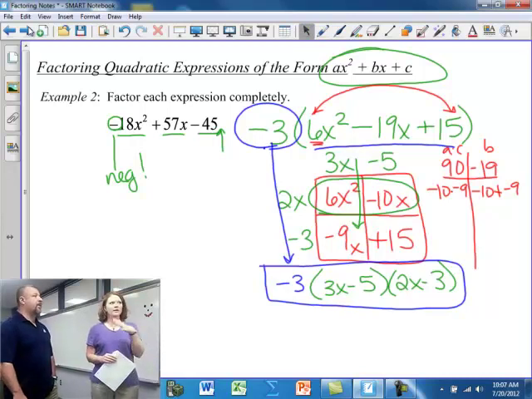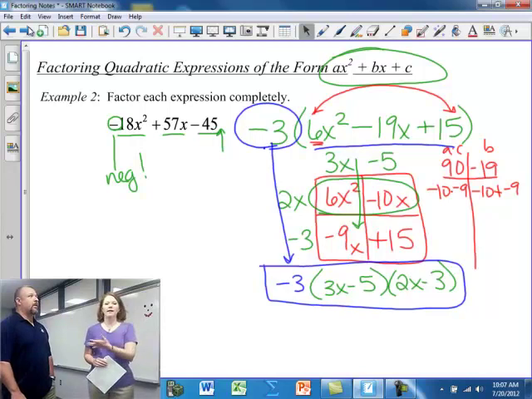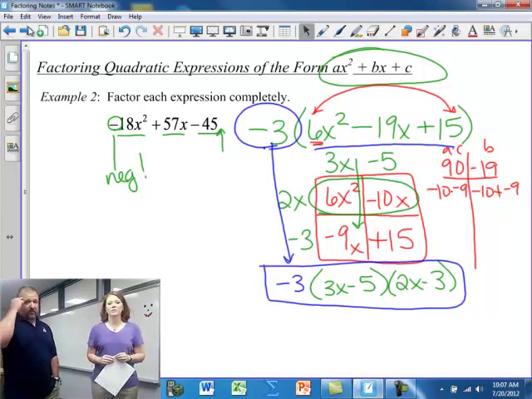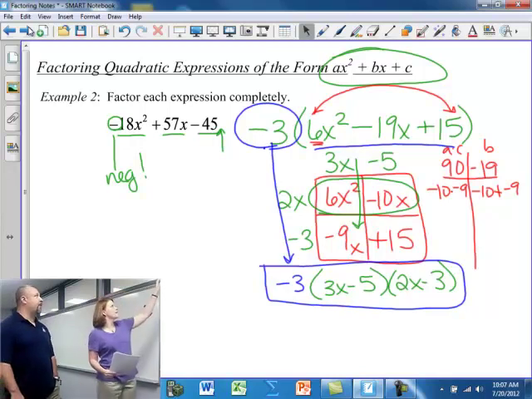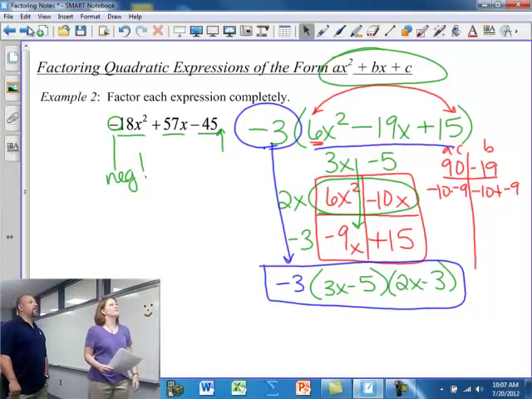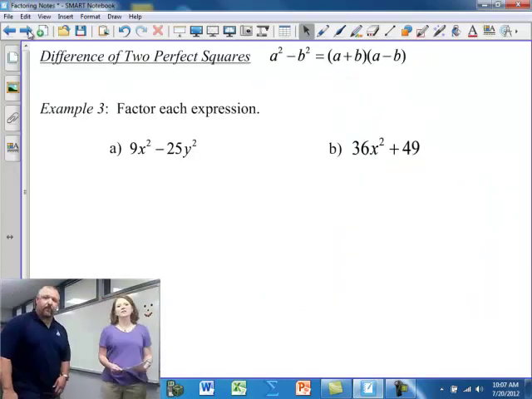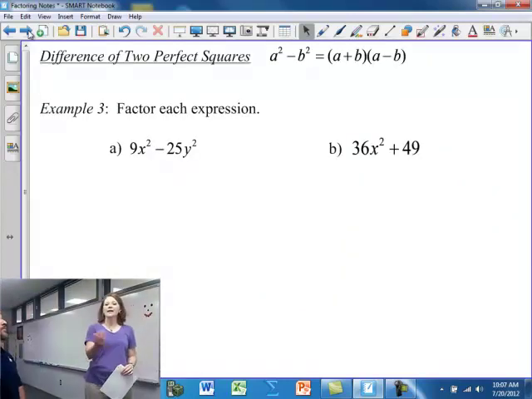Whenever you see something that looks like an x squared, an x, and a constant, you definitely want to be thinking trinomial, the box. Think box or factoring. And you want to check them in that order. Check your GCF first. All right, so difference of two perfect squares.